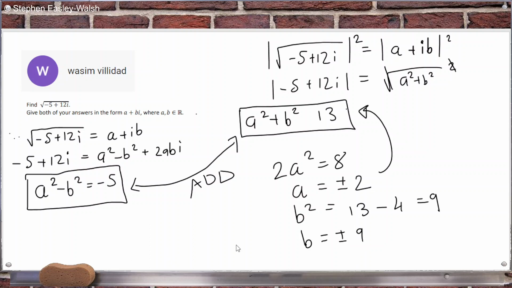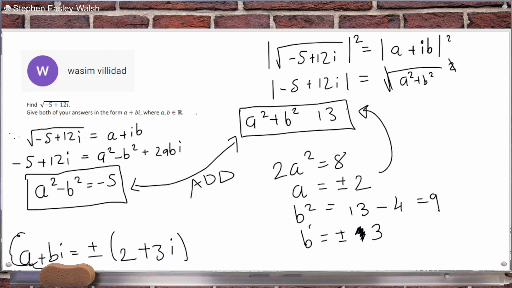So the answer, a plus bi equals plus or minus 2. Oh, do you know what? I forgot, that's b squared. So b is plus or minus 3. So that's 2 plus 3i.